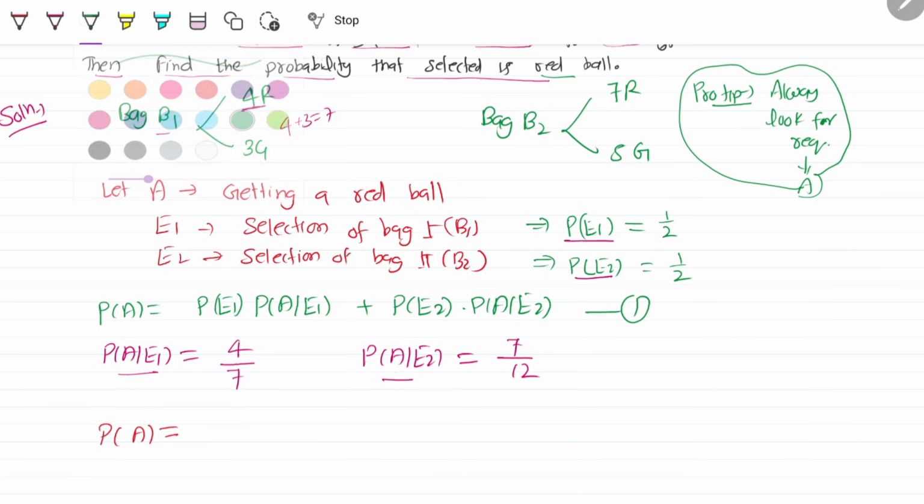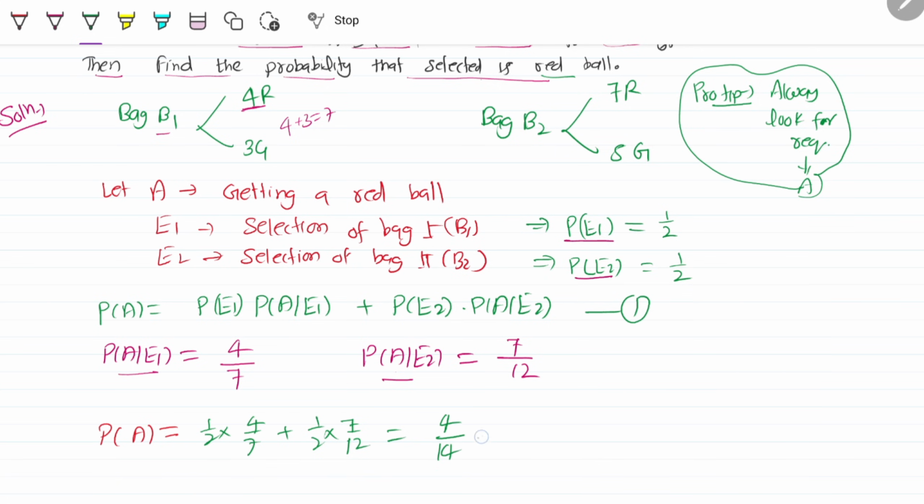PA1 value, PE1 is 1 by 2, then PA by E1 is 4 by 7. 1 by 2, PA by E2 is 7 by 12. Simplify it. So 4 upon 2 into 7, 14, plus 7 upon 2 into 12, 24. If you take the LCM and simplify, you can simplify easily. Answer would be 97 by 168.